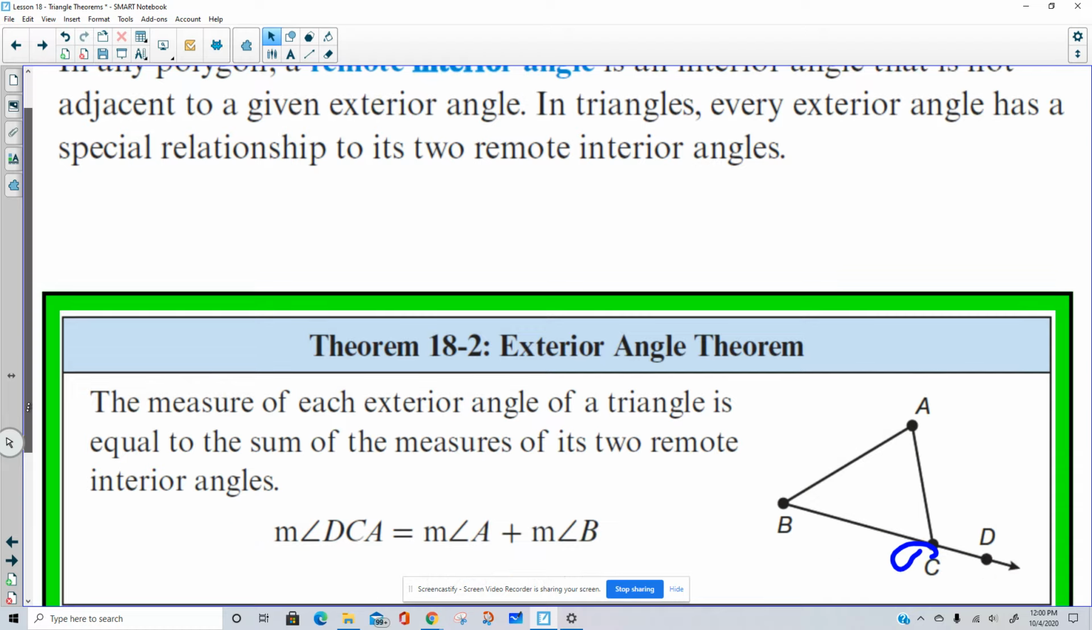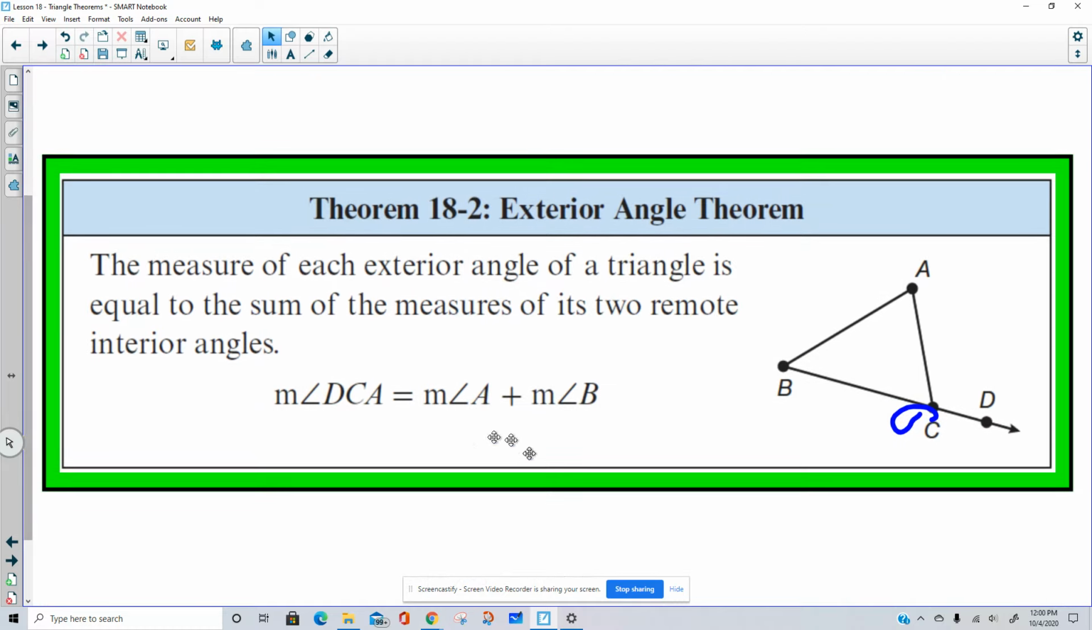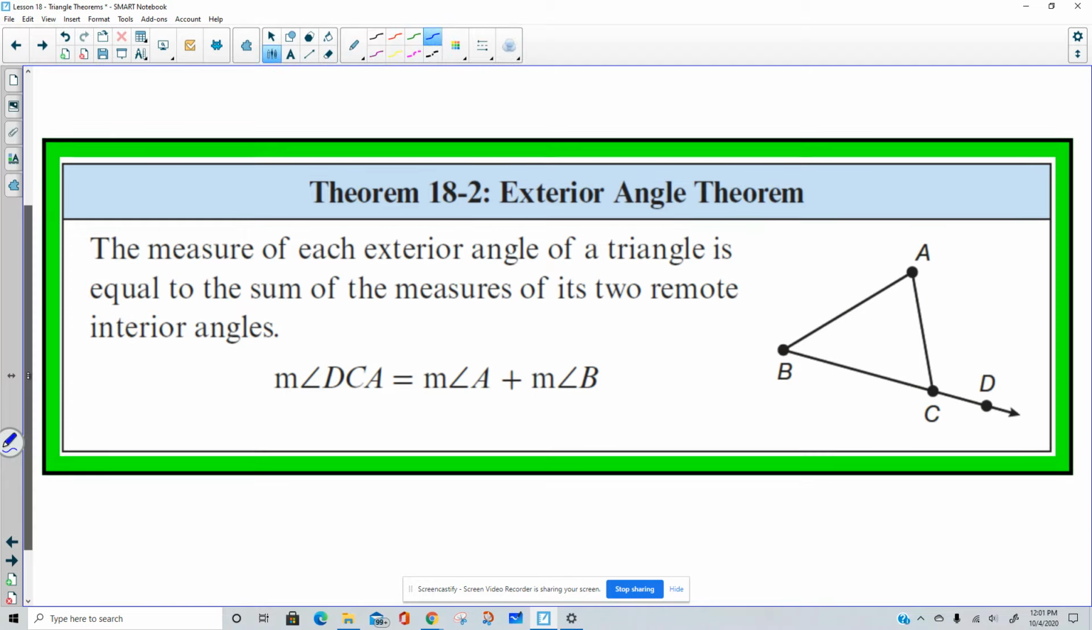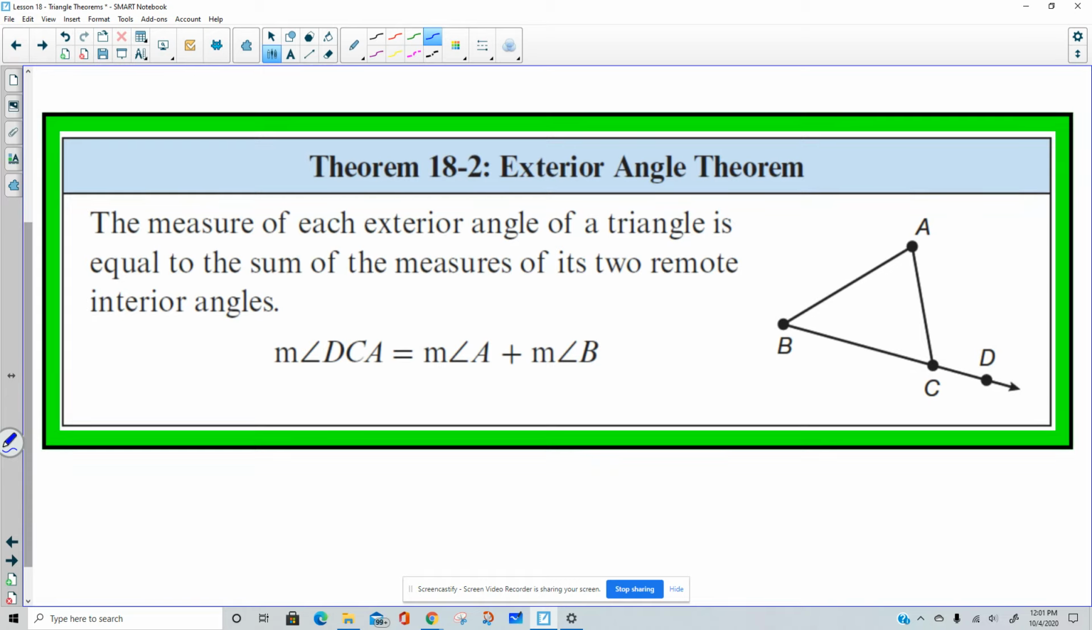So we already talked about this in the exploration, the exterior angle theorem. Okay, so here is your official theorem. It is numbered 18-2. It says the measure of each exterior angle of a triangle is equal to the sum of the measures of its two remote interior angles. So the measure of angle DCA is equal to the sum of our two remote interior angles. Okay, so add those together.